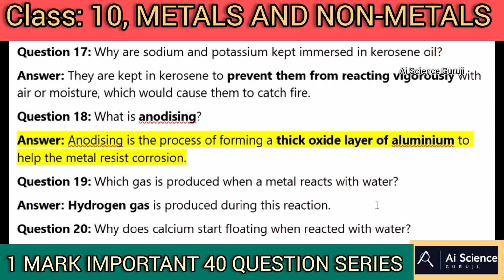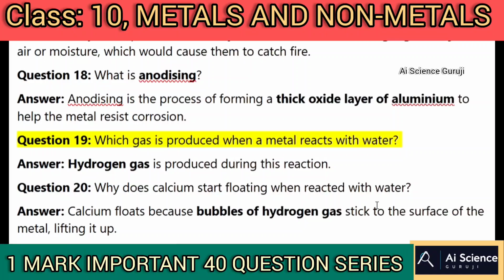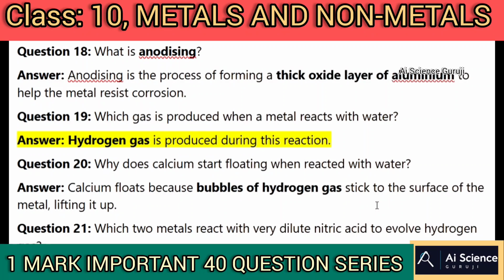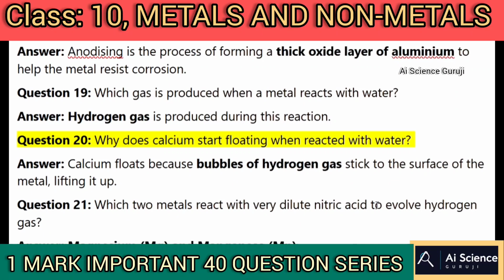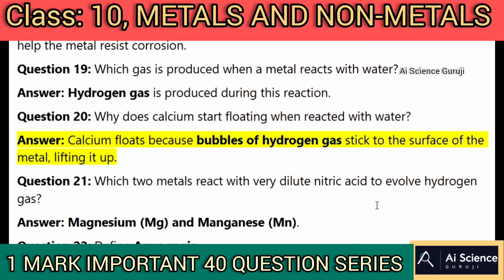Question 19. Which gas is produced when a metal reacts with water? Answer. Hydrogen gas is produced during this reaction. Question 20. Why does calcium start floating when reacted with water? Answer. Calcium floats because bubbles of hydrogen gas stick to the surface of the metal, lifting it up.